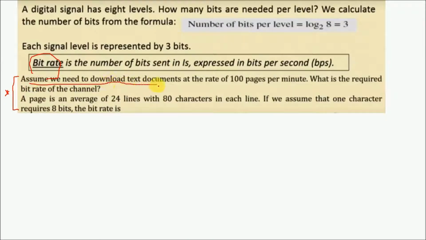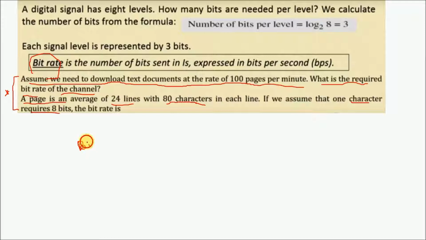The example is, assume we need to download a text document at the rate of 100 pages per minute. What is the required bit rate? So you have to find out the bit rate for this channel. To solve this problem, some additional information is also given. Each page has 24 lines, every line has 80 characters, and one character requires 8 bits. So easily we can calculate the bit rate.